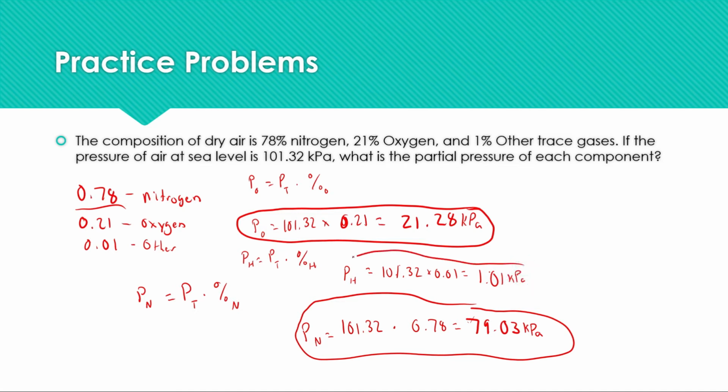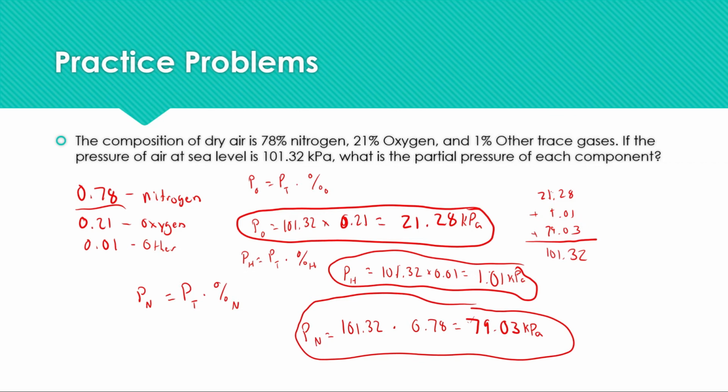Now we did some rounding, so it might not be exact, but if we add all three of these up, we should get our total pressure again. So we have 21.28 plus 1.01 plus 79.03, which gives us 101.32, which is exactly what we want to see. So all of the partial pressures, this oxygen, this is for the other gases, this is for nitrogen, add up to the total pressure.